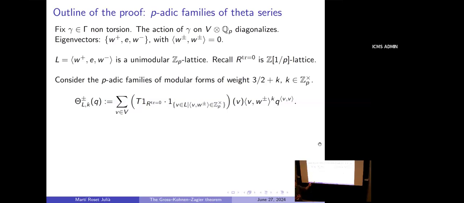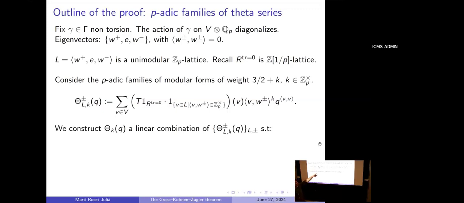If we take k1 and k2, which are congruent modulo (p-1) times p^n, since these numbers are p-adic units, just because we impose it, the Fourier coefficients will be congruent modulo p^n. So in this way, we have actually produced a collection of modular forms that satisfy very nice congruences. If k and k' are congruent, the modular forms of weight 3/2 plus k and 3/2 plus k' will be congruent.